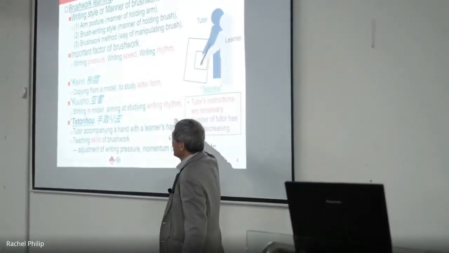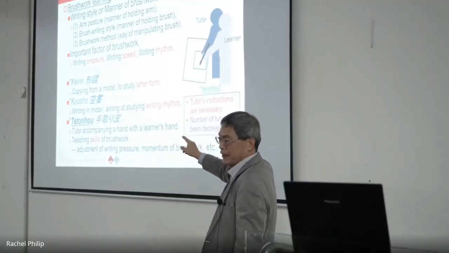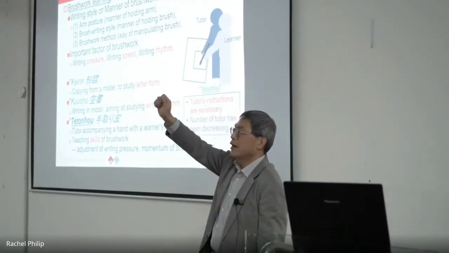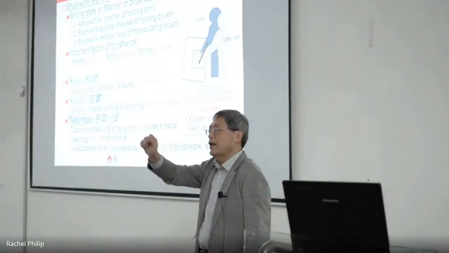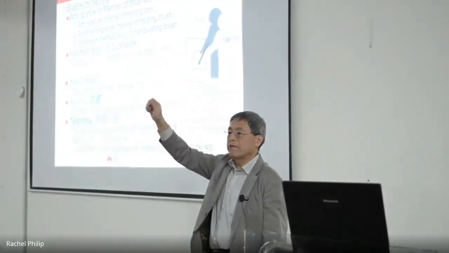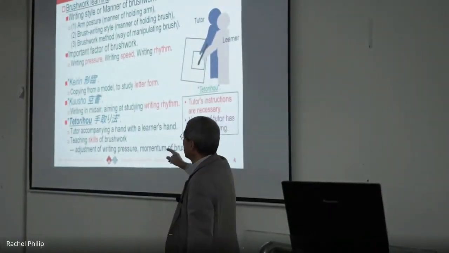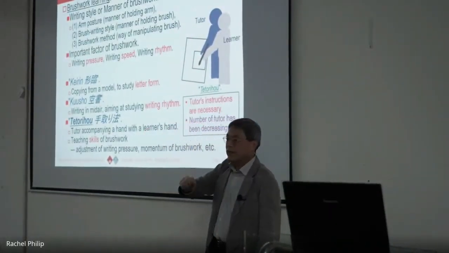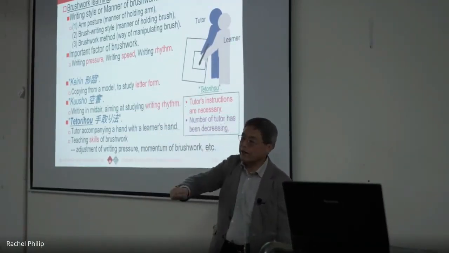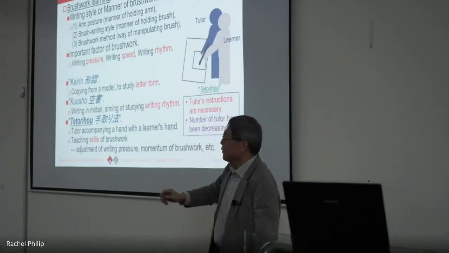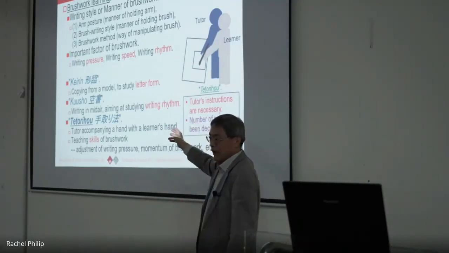And the second one is Kusho. Kusho is airy writing. Airy writing is writing in the air. So for example, one letter A, B, something looks like this. This is mainly for studying writing rhythm. The B looks like this, or the C is like this. The stroke speed or rhythm is learned this way.